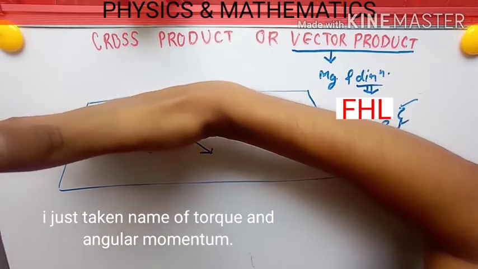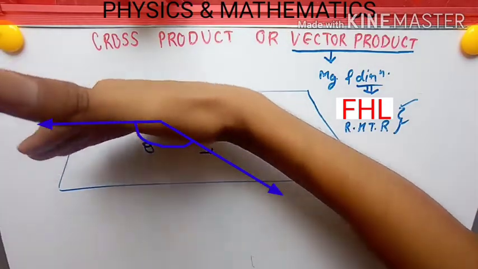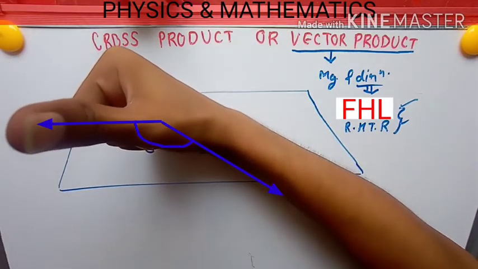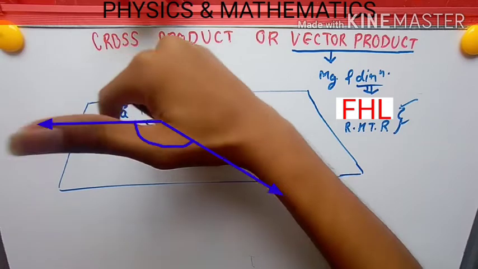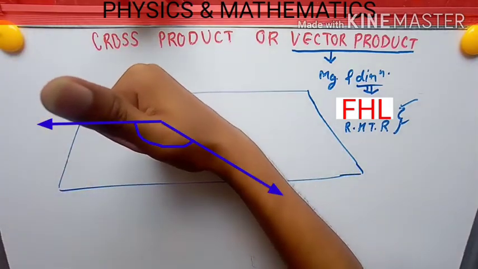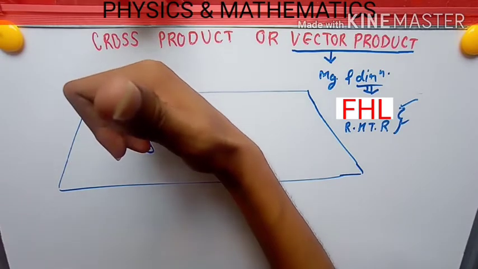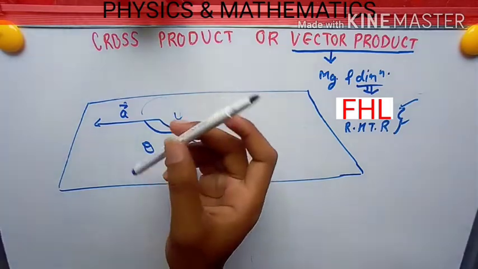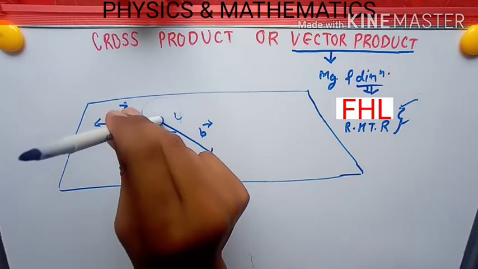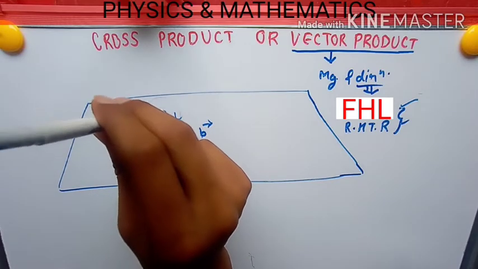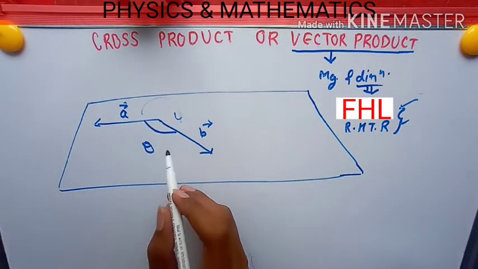Now you have to do like this. Place your hand on vector A and curl towards vector B through the shortest possible angle, and your thumb will be pointing in the direction of the product of the two vectors. Did you understand this? Very nice. That's why this rule is known as the right hand thumb rule. So this will be the direction of the third vector, which will be pointing above the plane and towards you. Understand?